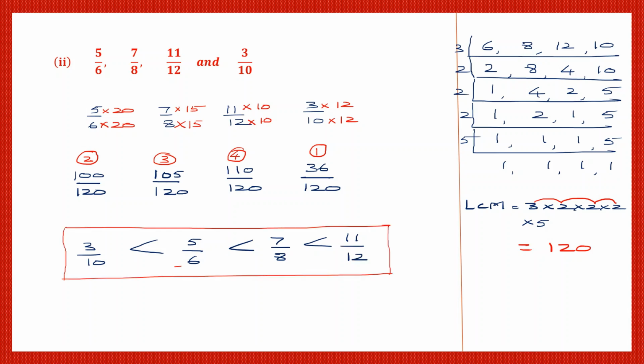So our final answer is this: 3 by 10 is smaller than 5 by 6. This is smaller than 7 by 8, which is smaller than 11 by 12.